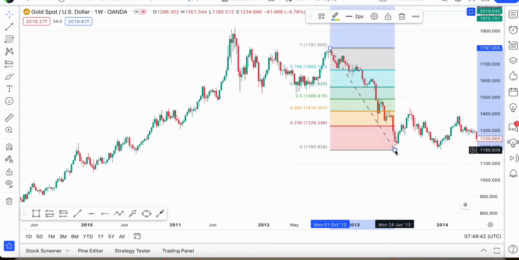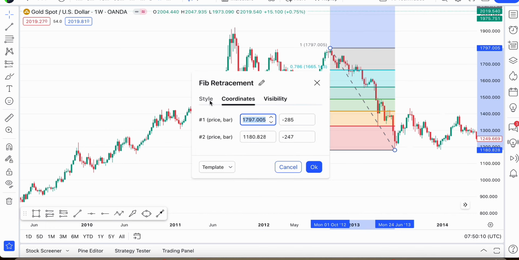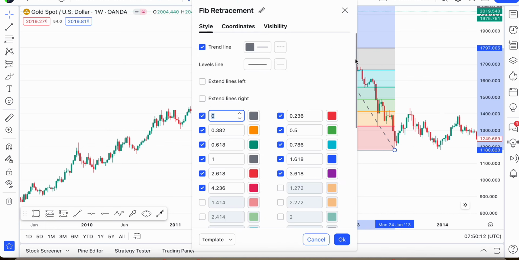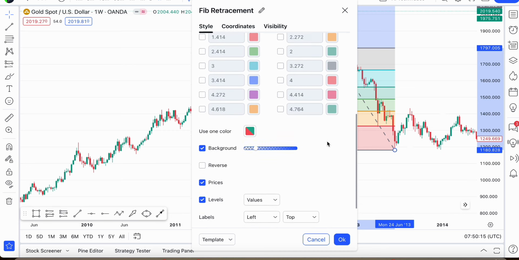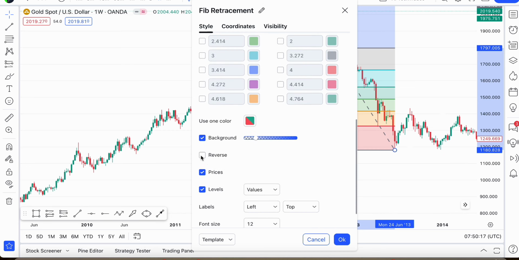So we are not looking at anything here now. Since it trends downward, I would want to make my, instead of 0, you could see that the numbering here is 0, 0.236 up to 1. So I will reverse this, and this is usually done in the settings. So what will happen is I will click the settings here. I will go to style, scroll down and click on reverse.